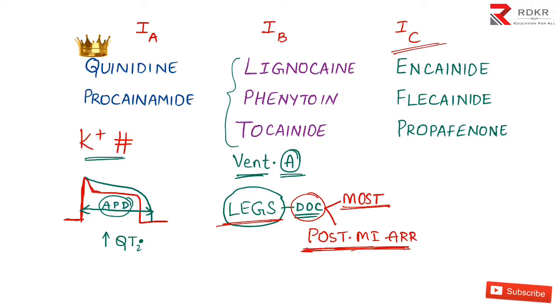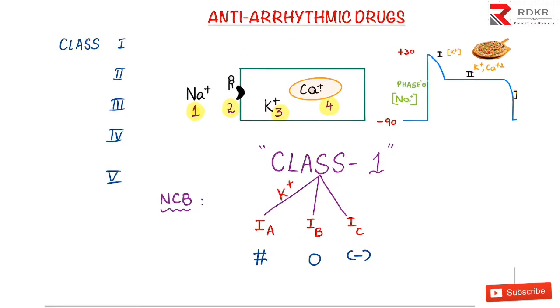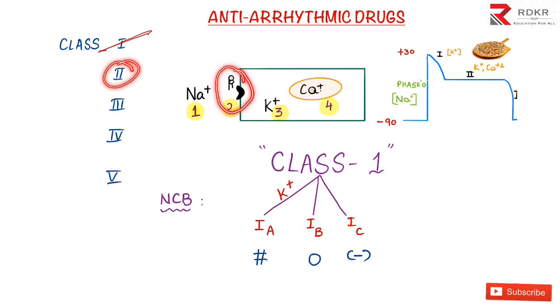About the 1C drugs, these are mainly used in Wolff-Parkinson syndrome. We discuss about the syndrome detailedly in the medicine videos. Okay, for now you just remember this. So now that we have completed the class 1 drugs of the anti-arrhythmic drugs. About the class 2. What is the class 2 here? Beta blockers. So about the beta blockers, we will discuss detailedly in ANS.